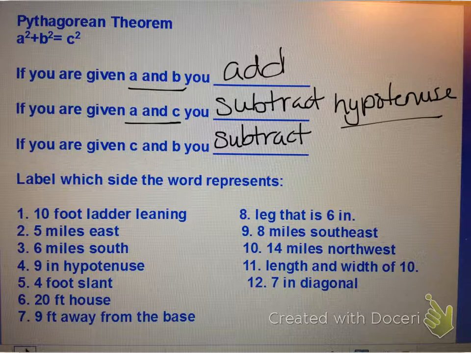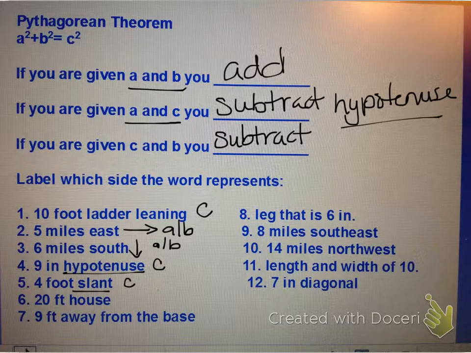So when we talk about word problems, one of the things to look for is keywords. So if you have a 10-foot ladder that's leaning, you need to know that they've given you a c side. 5 miles east, we know would go that way, so they've given you an a or a b. South, we know that goes straight that way, so again, they have given you a or b. A 9-inch hypotenuse, that's the key word there, so you've been given a c. A 4-foot slant, so they've given you c. A 20-foot house, that usually means the height of it, so then that would be a or b.